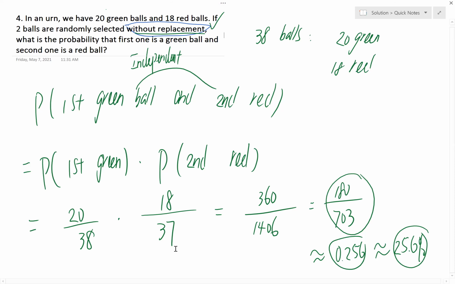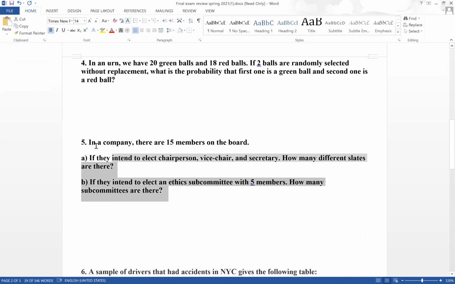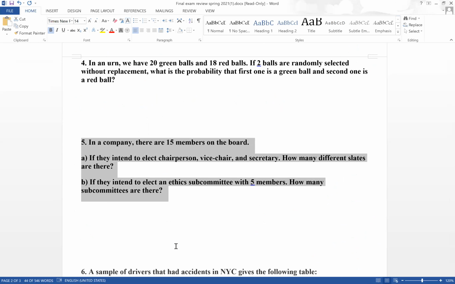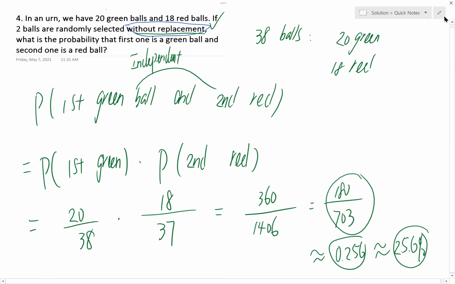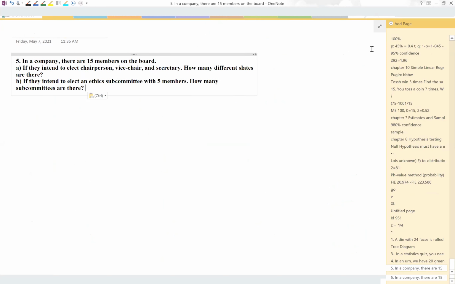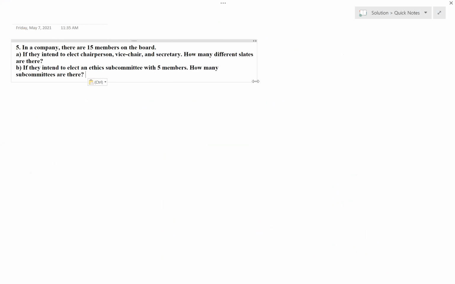And that's question 4. Let's look at question number 5. So in the company, there are 15 members on the board, right? 15 of them. And you do intend to elect, for the first part A. It's very similar to the one we talked about during the class last time, when we talked about permutation versus combination.